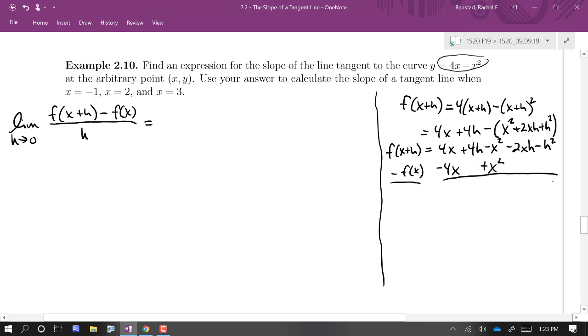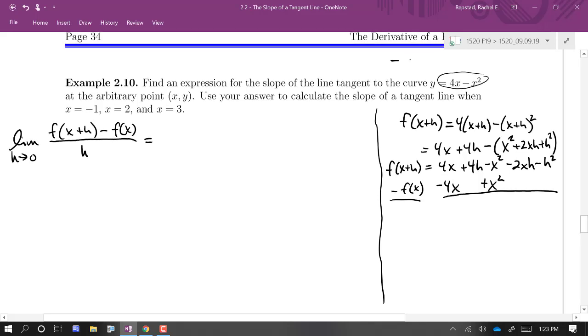I'm going to pause there for a moment and see if that's okay. Does that make sense? So if I want to subtract f of x from f of x plus h, and I subtract f of x, that means I'm going to subtract 4x and I'm going to add x squared, because I'm subtracting a negative x squared. So I've just written that down this way. What I've done is, minus f of x is the same as minus 4x minus x squared. And if you distribute the negative, that means I'm subtracting the 4x and then I'm adding x squared.